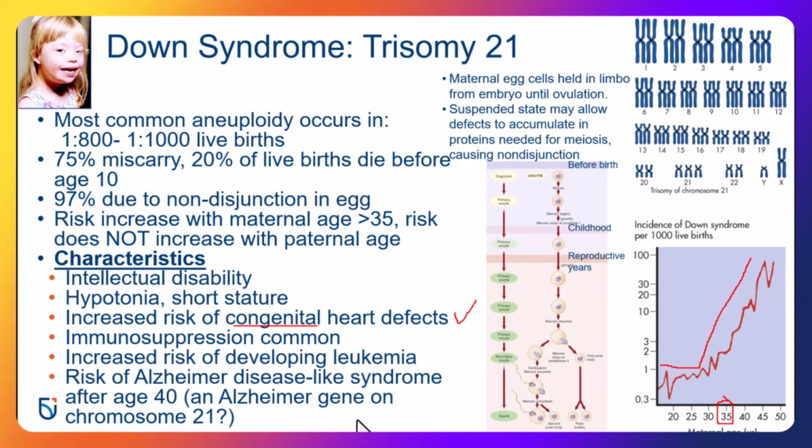So pertaining to what's in brackets here, whether there's an Alzheimer gene on chromosome 21. So the idea here is that chromosome 21 contains genes involved in amyloid processing, which relates to Alzheimer's, and that will come up in later lectures. So having an extra copy of a chromosome, in this case 21, increases gene dosage and can contribute to earlier than normal Alzheimer type pathology.